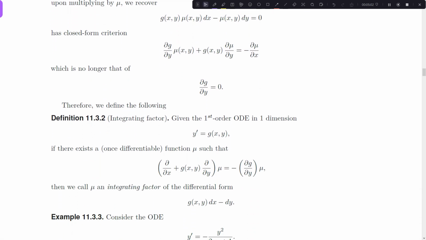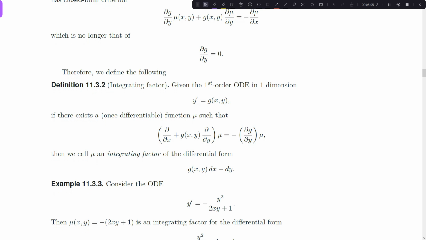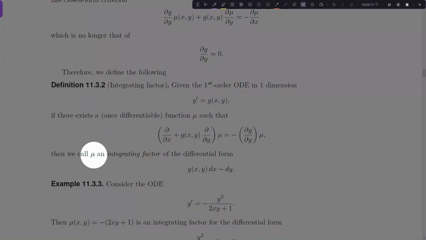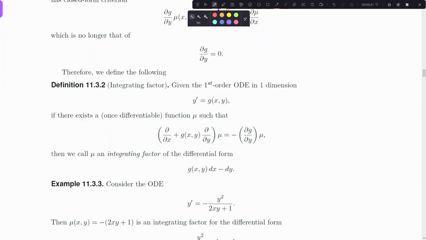So the integrating factor, which is my definition and also the title of this section, says: I give myself an integrating factor, mu. Mu is called an integrating factor of the differential form g of x y dx minus dy. So there's a differential form. Mu is an integrating factor of that if it satisfies this equation. Now this is a partial differential equation.